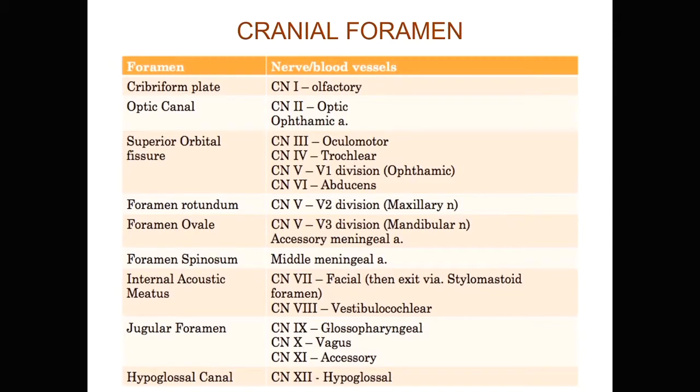So next is going to be your optic nerve. Your optic nerve has its own little canal that it can go out. So optic is going to be for your eyes, for vision. Your optic nerve goes through the optic canal out to the eye. And then the blood supply that follows along with this in the optic canal is going to be your ophthalmic artery. Following that is going to be your superior orbital fissure.